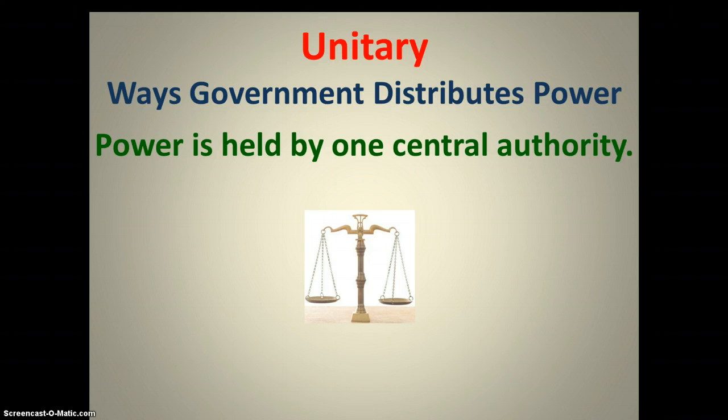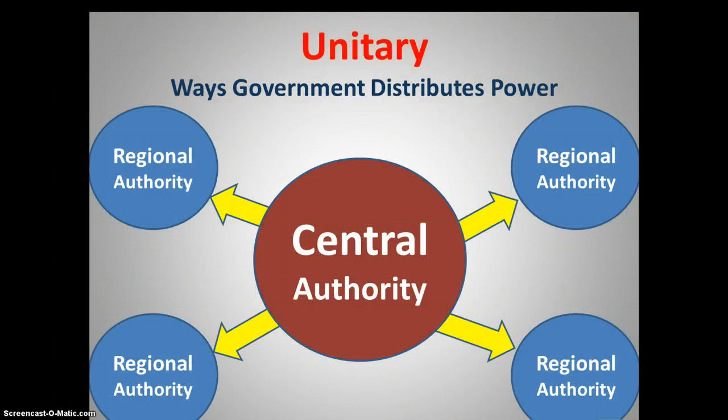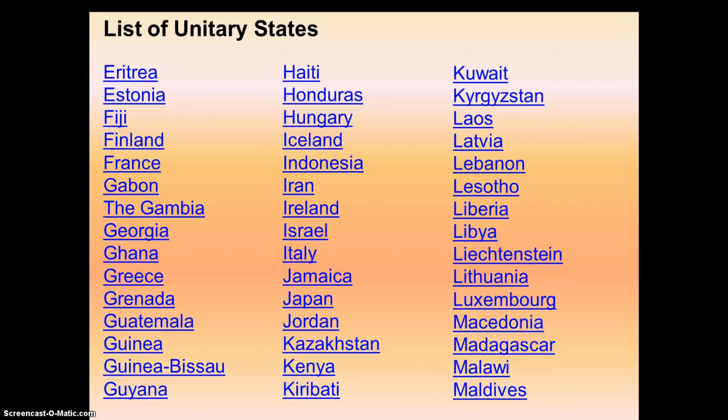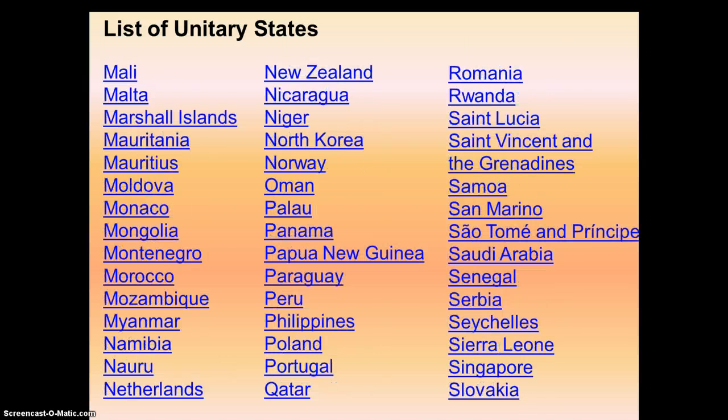Unitary. Unit should let you know it's one central authority. Here's a diagram showing the central authority, and it's giving out power to the regional authorities. That's where they get their power. They don't have a separate power. These are some examples of unitary states. You might see some familiar faces.